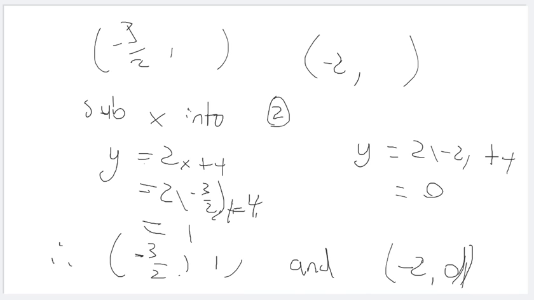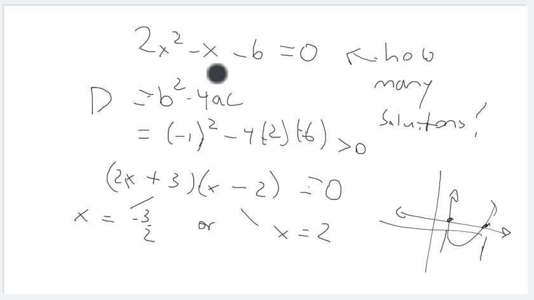Remember that sometimes you might be asked how many points of intersection and not to actually find them. So don't go to all this trouble if you don't actually need to find the points. You can just use the discriminant on the equation to figure out how many solutions there are. And that's how you'll know how many points.